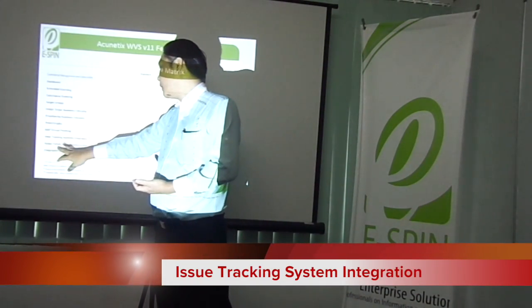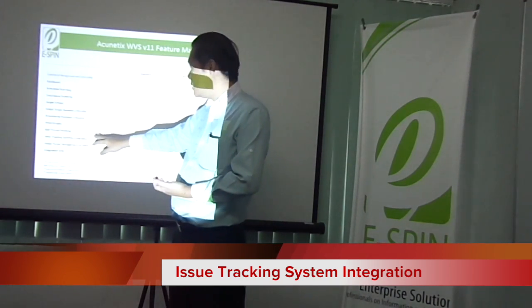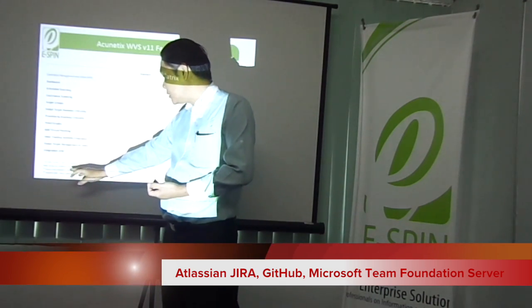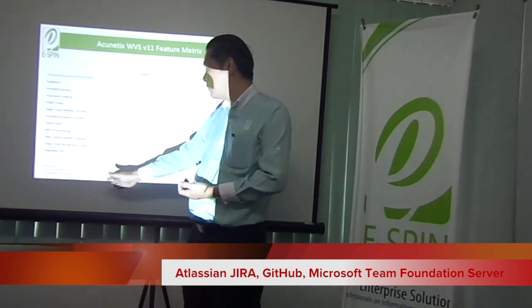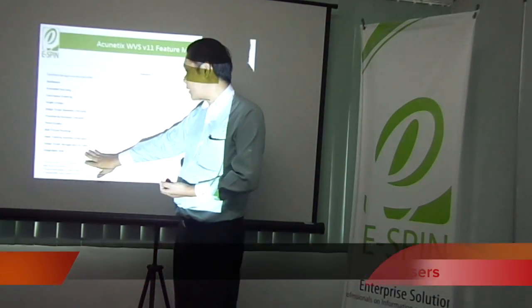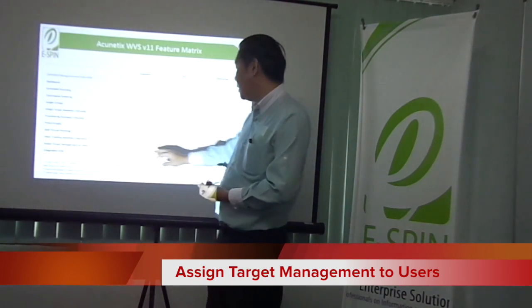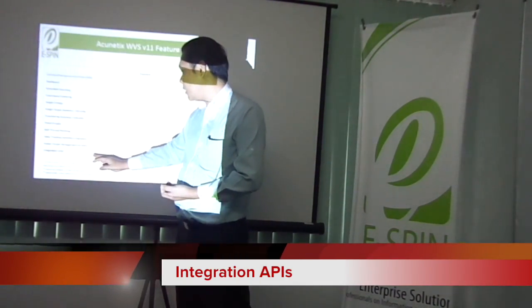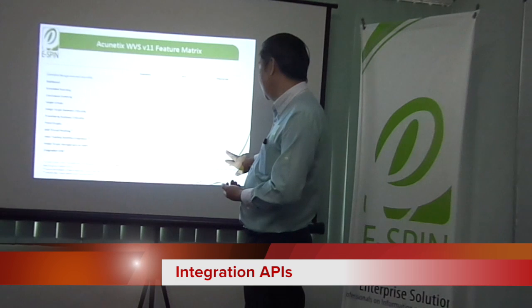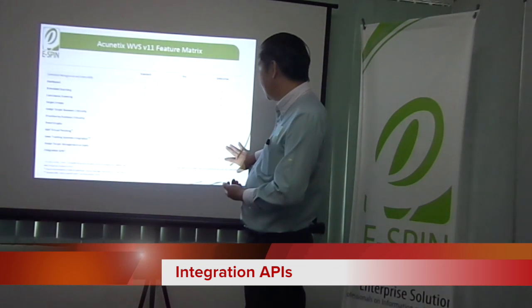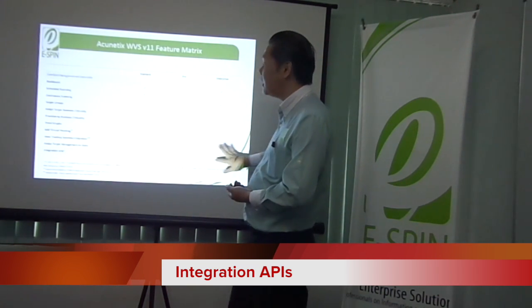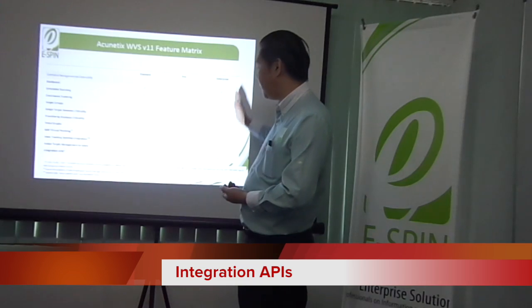And then the issue tracking system integration. This is supported typically for Jira, and then GitHub and the Microsoft Team Foundation Server, right, to integrate with the supporting system. And then for asset target management to user, you notice that. And then for the integration API, in particular these last 3 items are only available to the enterprise usage scenario. If you need those features, then this is the only edition that supports that.